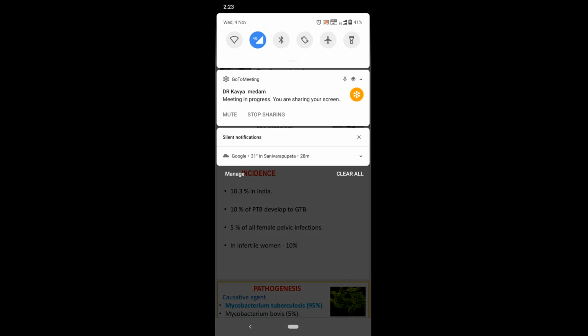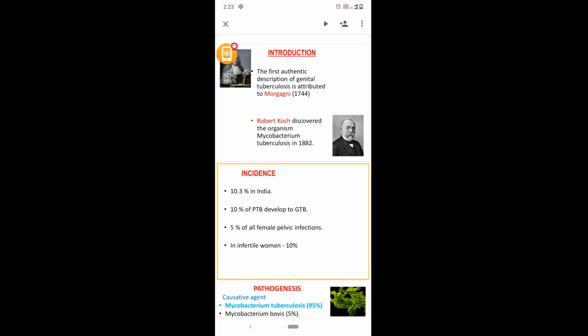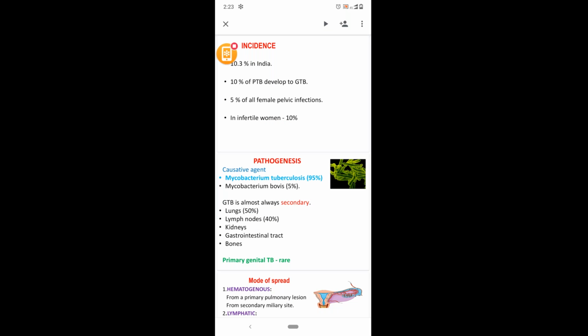Coming to the incidence of female genital tract TB, it is almost 10.3% in India. Among pulmonary tuberculosis cases, around 10% develop into genital tuberculosis. Among female pelvic infections, genital tuberculosis accounts for 5%. And among those presenting with infertility, it is present in around 10% of females.